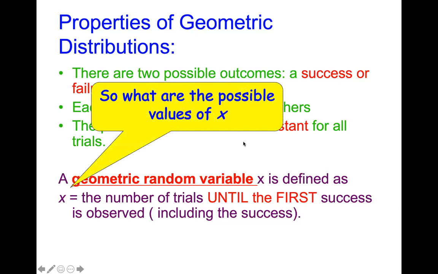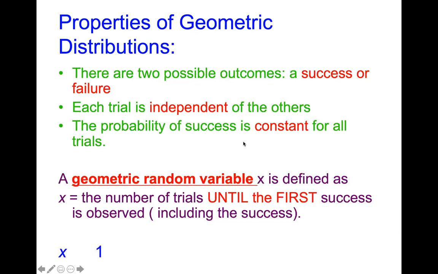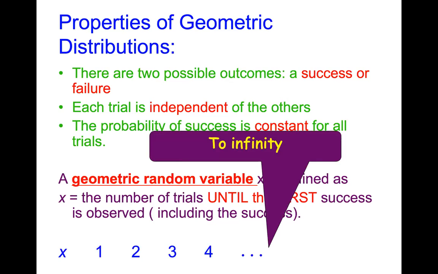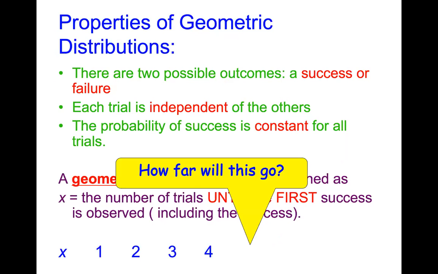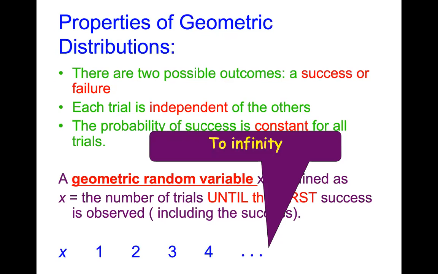All right, so possible values of X, instead of starting at 0, it starts at 1, right? So you need 1 to get a success, or it could be the second, or the third, or fourth, or until infinity. You can just keep on going. So those are the possible values of X. Okay, any questions about the properties before we go into an example? All right, then.